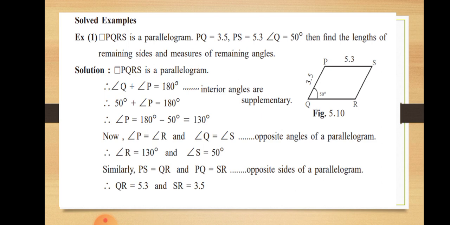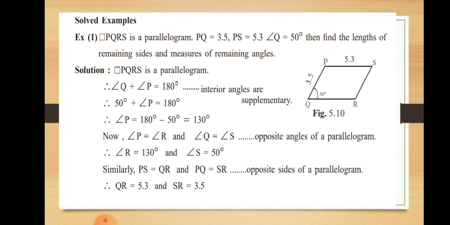Now solved examples. PQRS is a parallelogram. PQ is given as 3.5, PS is given as 5.3, and angle Q is given as 50 degrees. Then find the lengths of the remaining sides and the measures of the remaining angles.